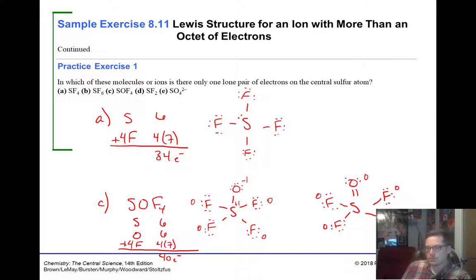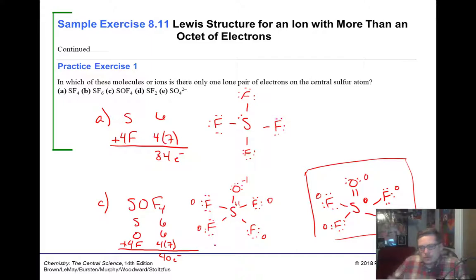So it has a formal charge of 0. And the sulfur brought 6: 1, 2, 3, 4, 5, 6. So it has a formal charge of 0 as well. So 0 is all around. So that means this is your dominant structure for this guy here, SOF4.